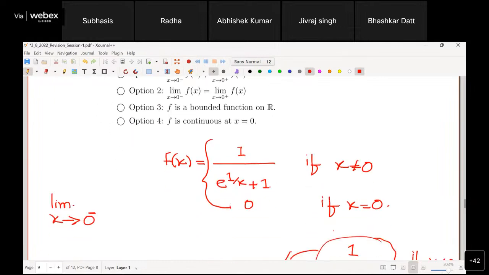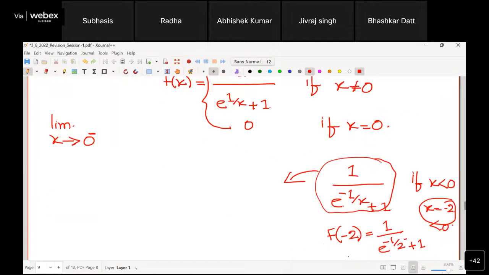But that is not how I define this function. This function is 1 by e power 1 by x plus 1. So if I substitute f of minus 2, what will I get? 1 by e power minus 1 by 2 plus 1. Yeah, this is the value of the function at f of minus 2. But whatever you are saying is incorrect. This is not the value of the function.